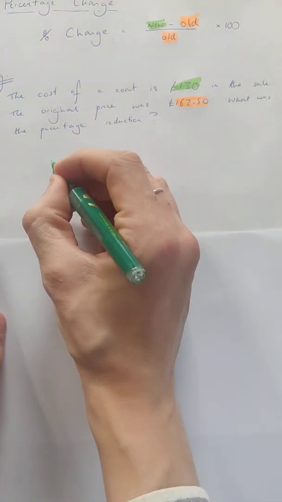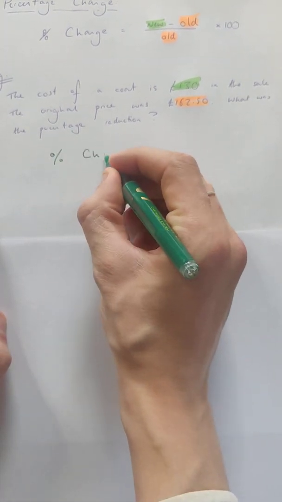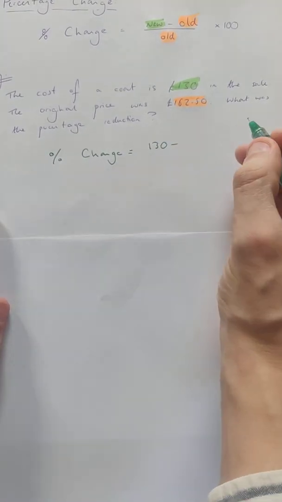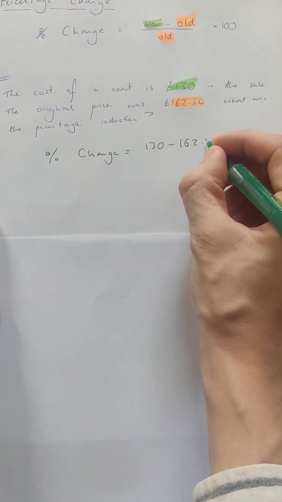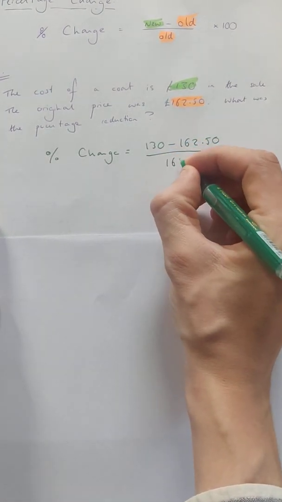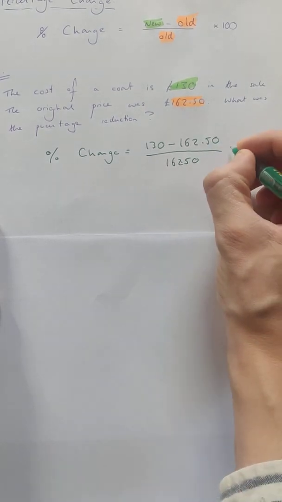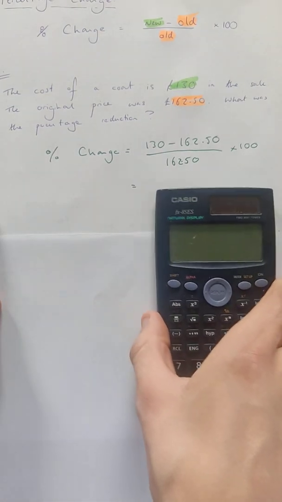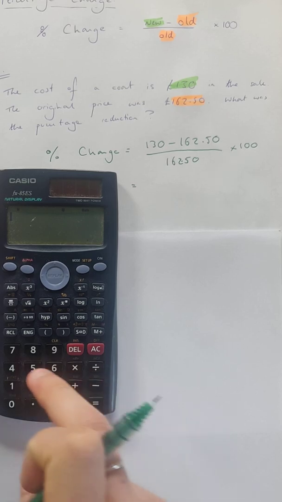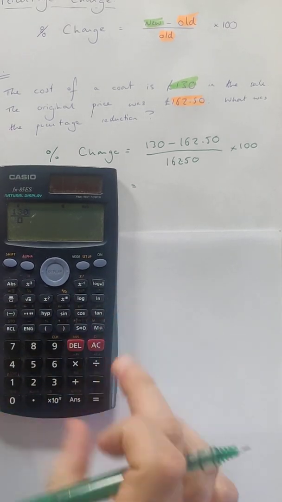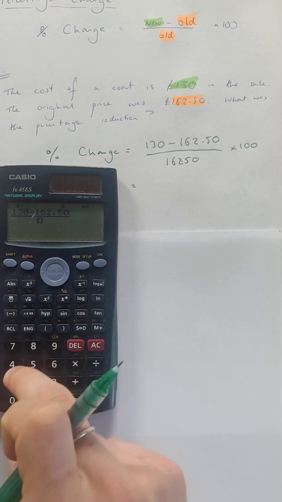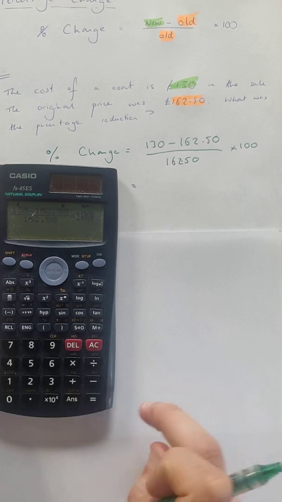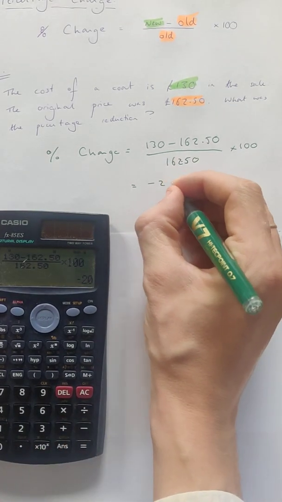So that means I can say that the percentage change is new, which is 130, take away old, which is 162.50, divided by 162.50, and then multiplied by 100. I'm going to use a calculator for this one, and it's relatively easy, so you can do it on a phone calculator if you need to. 130 minus 162.50 divided by 162.50 times by 100, and I get negative 20.